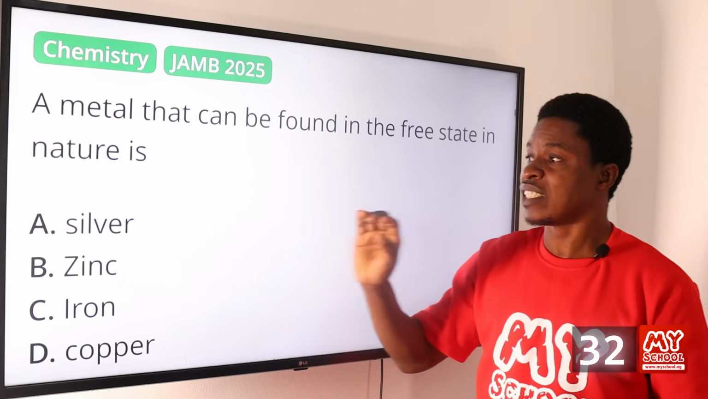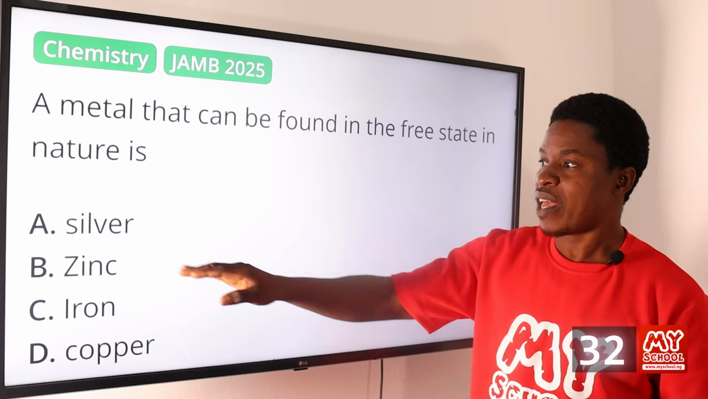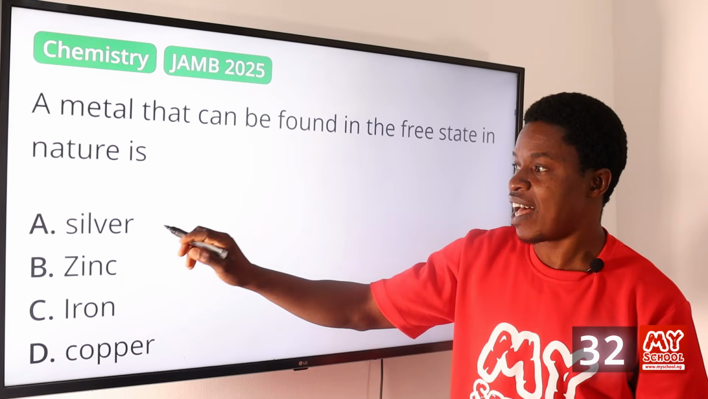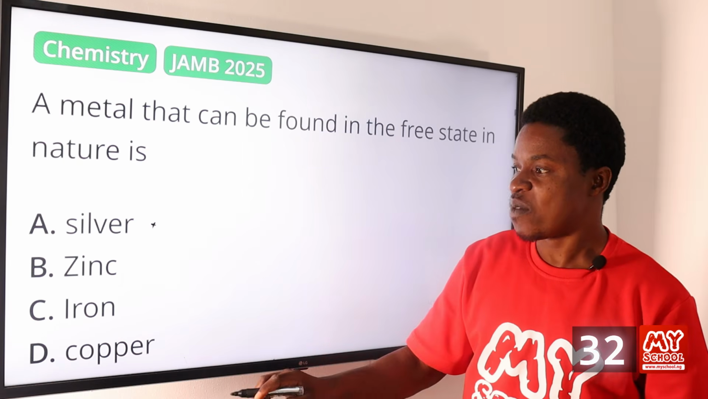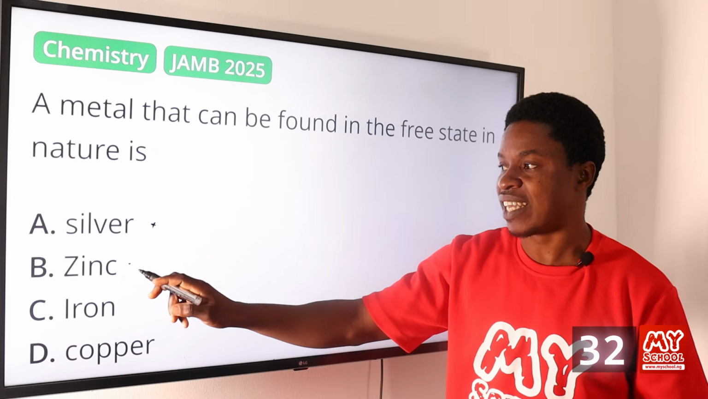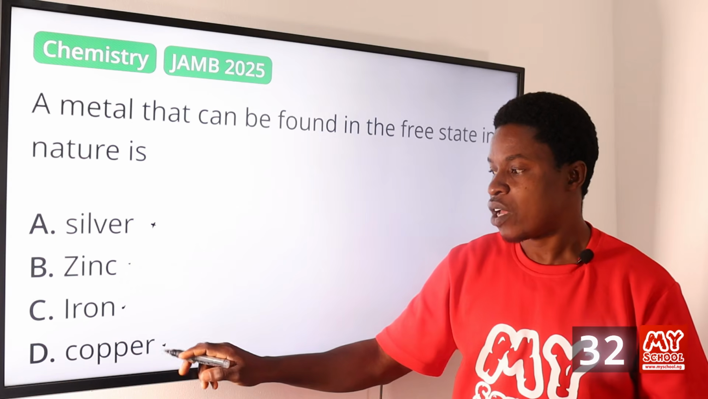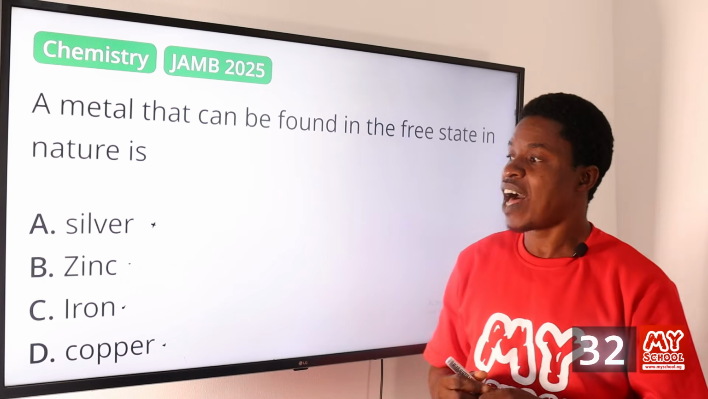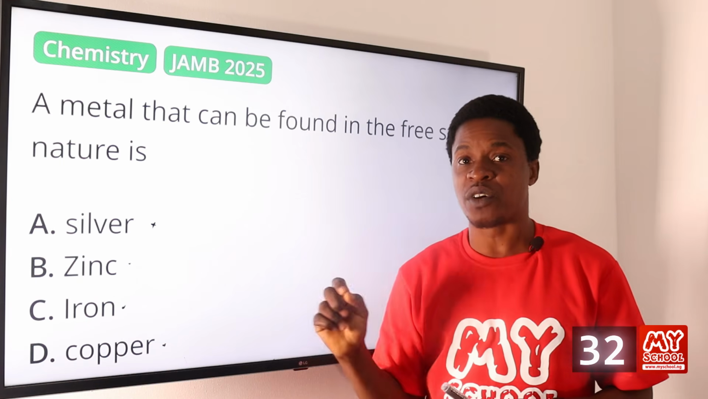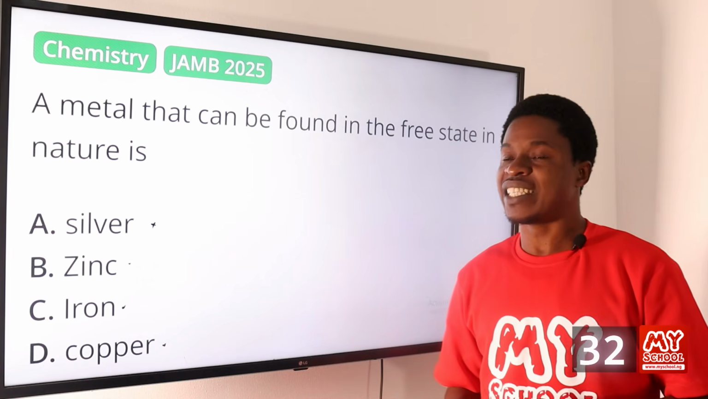Now, if you look at these options we have here, we have silver. Yes, silver is less reactive. We have zinc. Zinc is highly reactive. Iron is highly reactive, and then we have copper, more than that. So by default, we should have silver and copper because those two are at the bottom of the series.